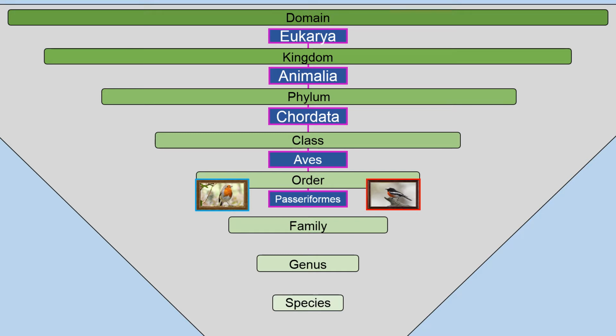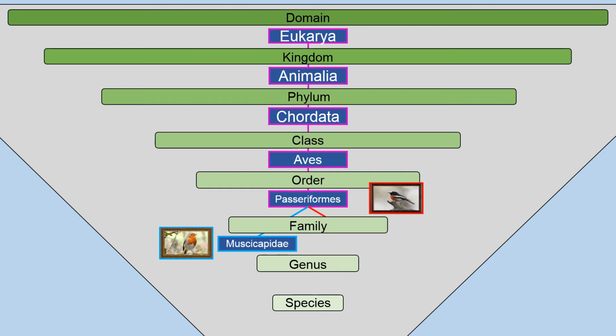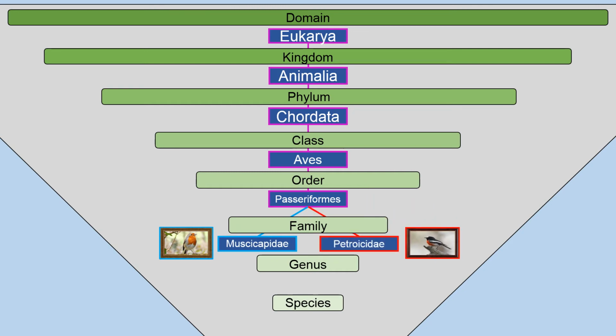By reaching the next taxon, our 2 red-breasted robins now diverge into separate families. The robin in blue is placed within the family Musicapidae. The robin in red is placed within the family Petricidae. Historically, these 2 birds were both placed within the family Musicapidae. However, recent genetic testing has shown that birds from the family Petricidae diverged genetically from birds within the family Musicapidae around 44 million years ago.